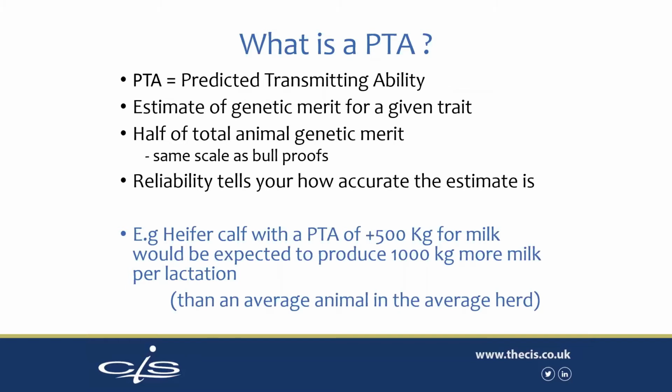So as I said, the PTA is actually half of the animal's genetic merit because it was originally a concept used for bull proofs. So if, for example, a heifer calf is plus 500 kg milk, we'd actually expect her to produce 1,000 kg more milk per lactation. That's considering her being compared to the average animal in the average herd.